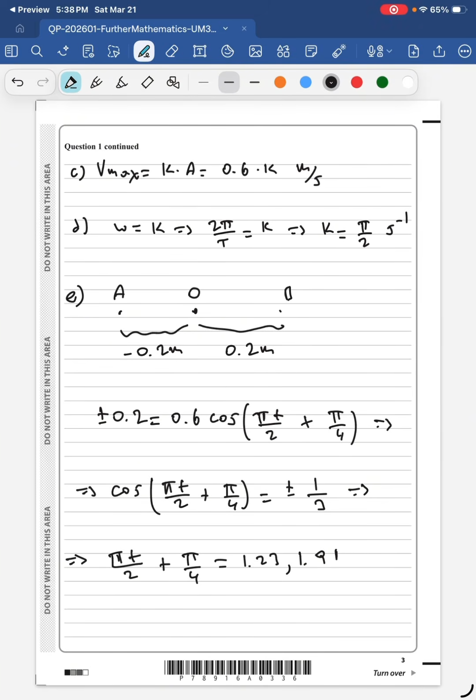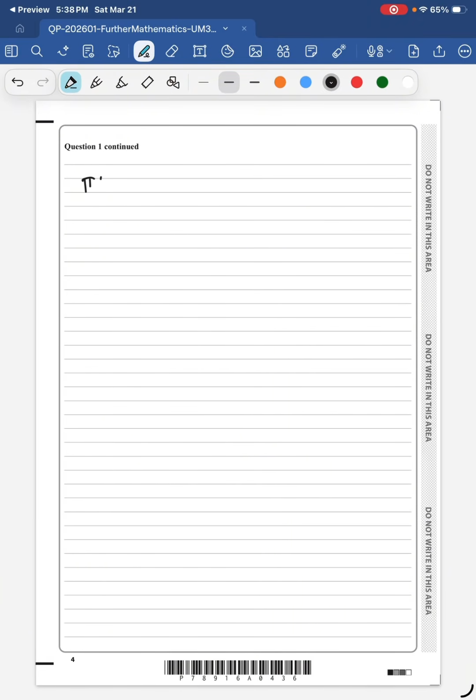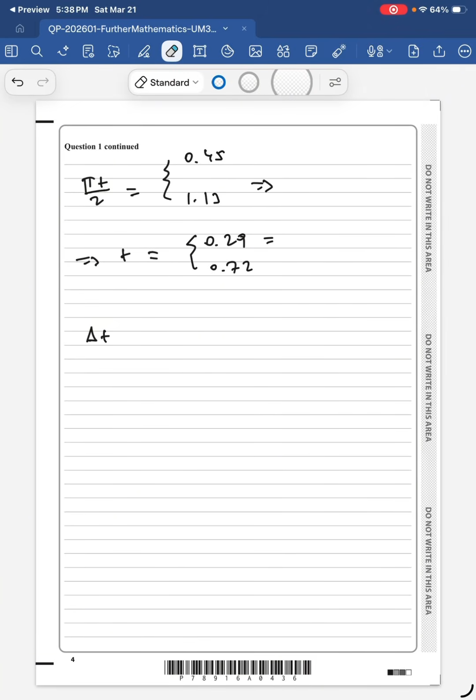But we're not done yet, because we have to keep going. So pi times t over 2 is 0.45 and 1.13. Those are the two solutions. Maybe it's better to write it like this, so I don't confuse you. So 0.45, 1.13. So t, if you multiply by 2 over pi, you get 0.29 and 0.72.